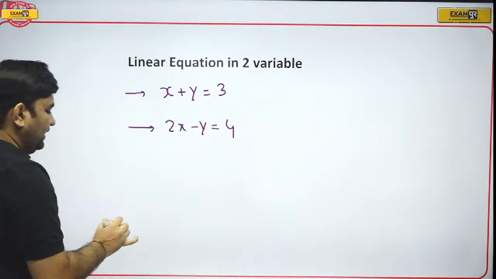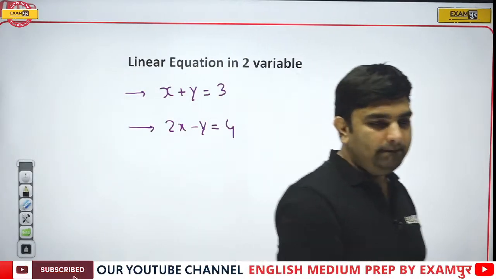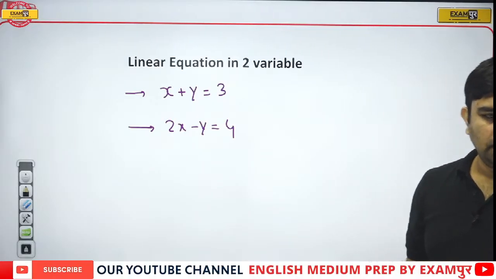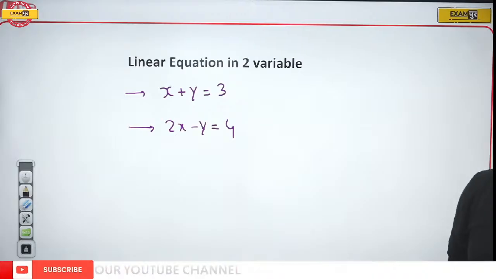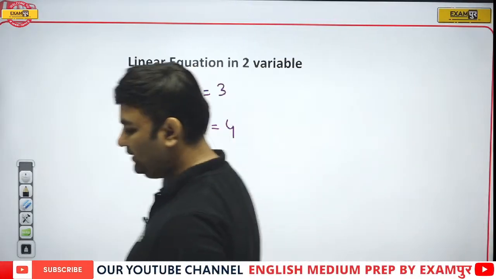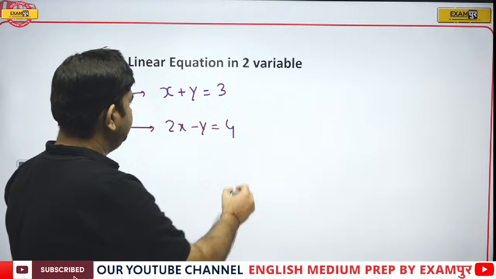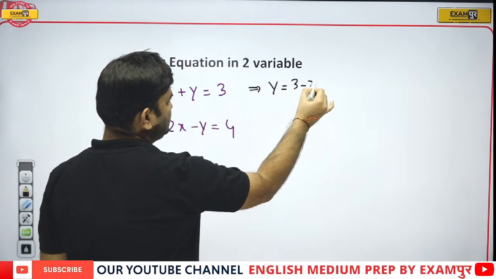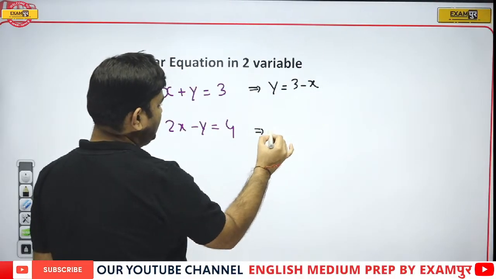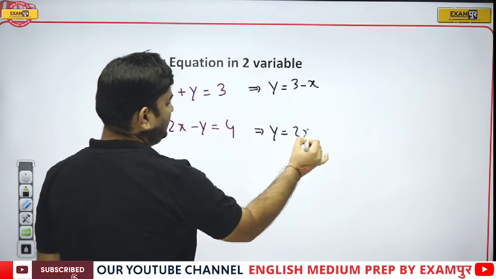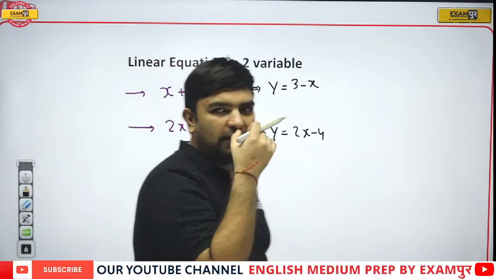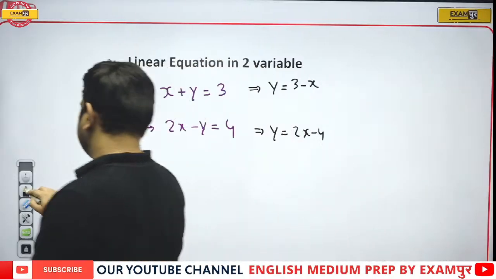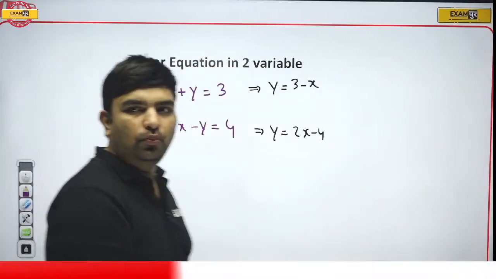So we have made it finite. See how we have made it finite. I will write this equation as y is equal to 3 minus x, and I will write this equation as y is equal to 2x minus 4. And we'll try to draw both the lines.